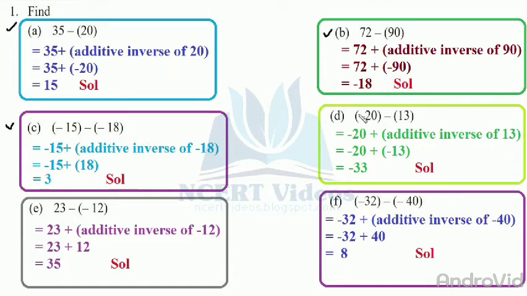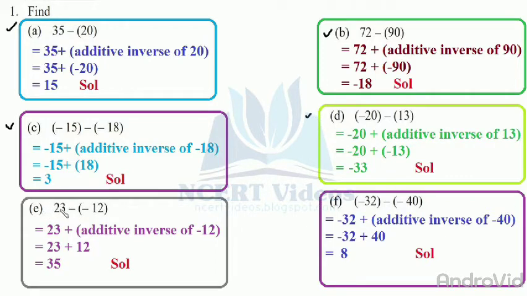Now D, minus 20, we have to subtract 13. Here we will change again by using the additive inverse of 13. Well, the additive inverse is something which when you add to that number, the sum is 0. So here signs are same, we will add them up. So 33 is your answer, with a minus sign.